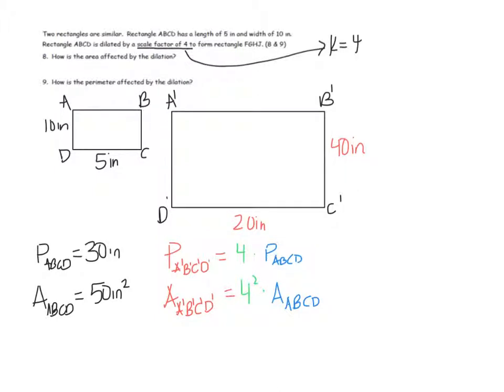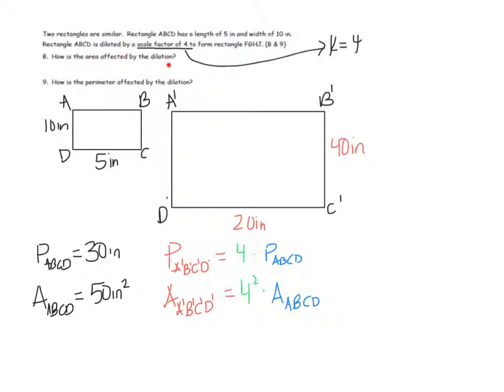For your last problems, questions 8 and 9, they ask you to consider two rectangles that are similar: rectangle ABCD with a length of 5 and a width of 10, and a rectangle ABCD that's been dilated with a scale factor of 4. Since it's greater than 1, I knew it was going to be enlarged, and a scale factor of 4 means that my k value is 4.